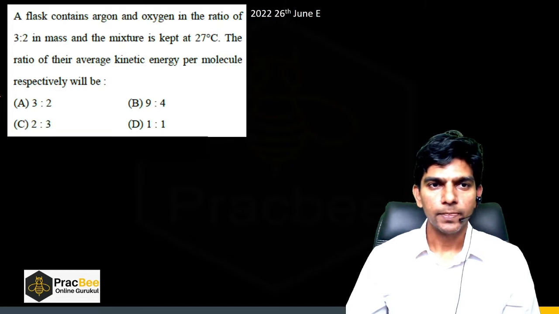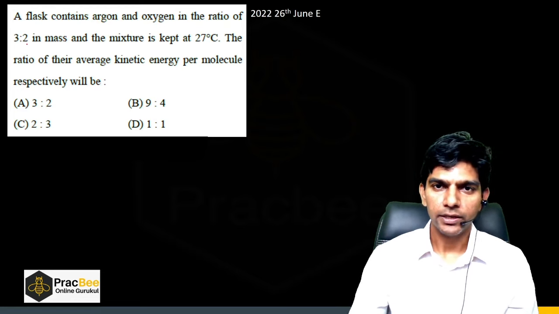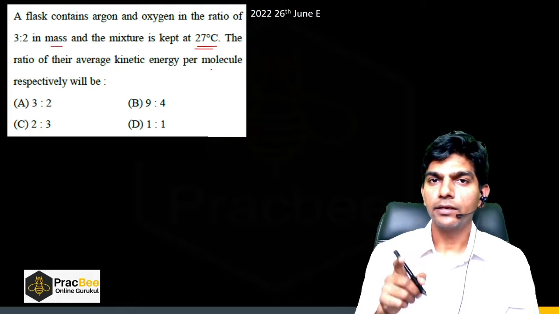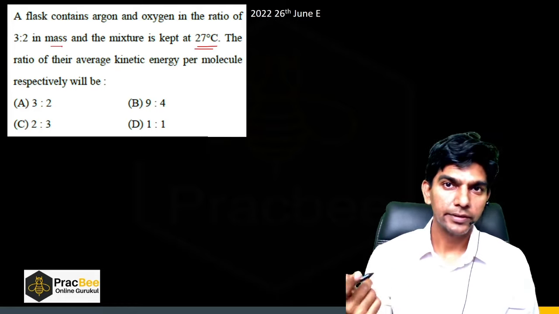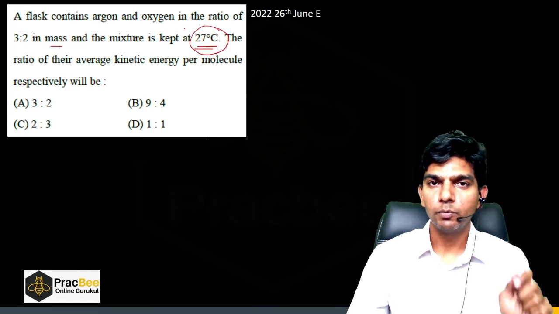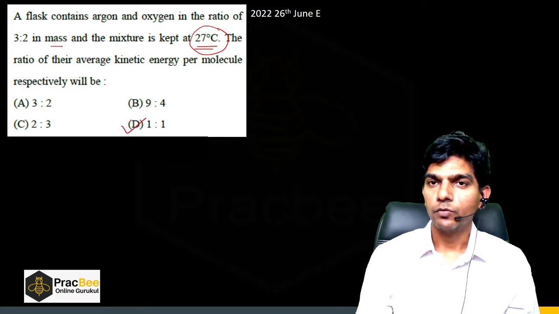Right. Now, a flask contains argon and oxygen in the ratio 3:2 by mass, and the mixture is kept at 27 degrees Celsius. What is the ratio of their average kinetic energy per molecule? I told you the average kinetic energy does not depend upon mass. It only depends upon the temperature. Since both the gases have the same temperature, there will be no change in the average kinetic energy. So the answer will be 1:1.